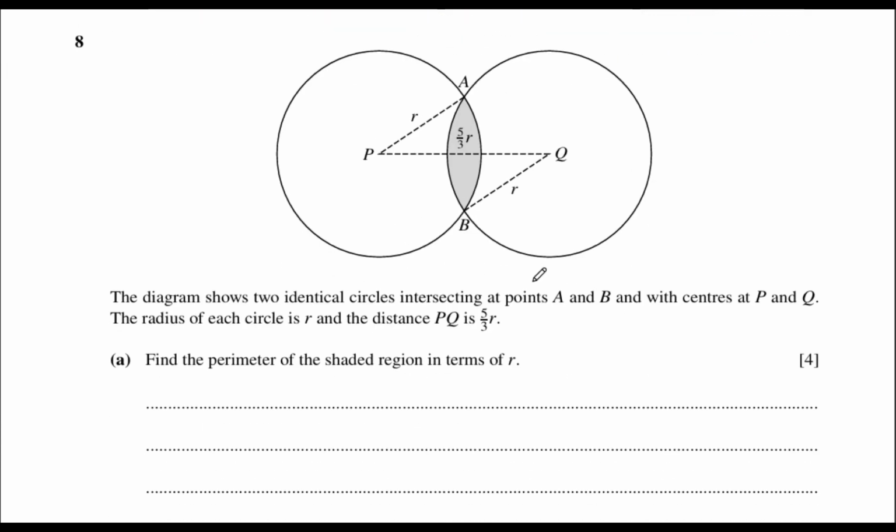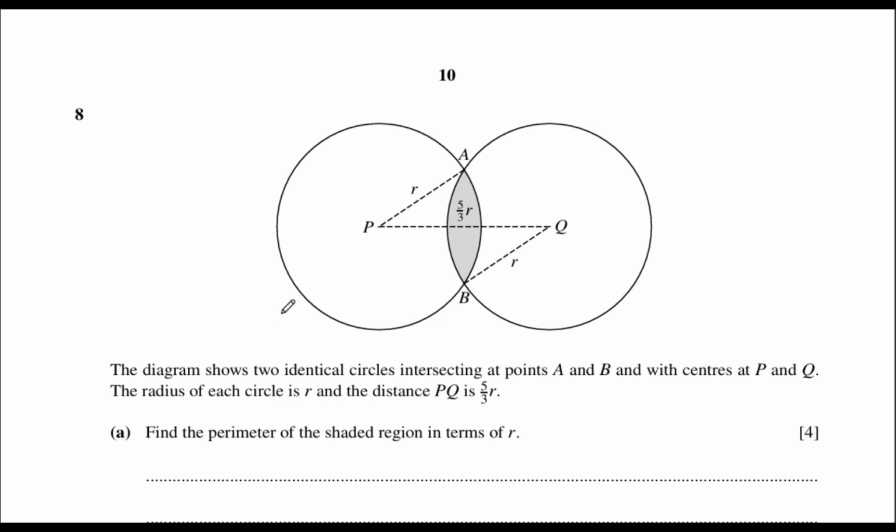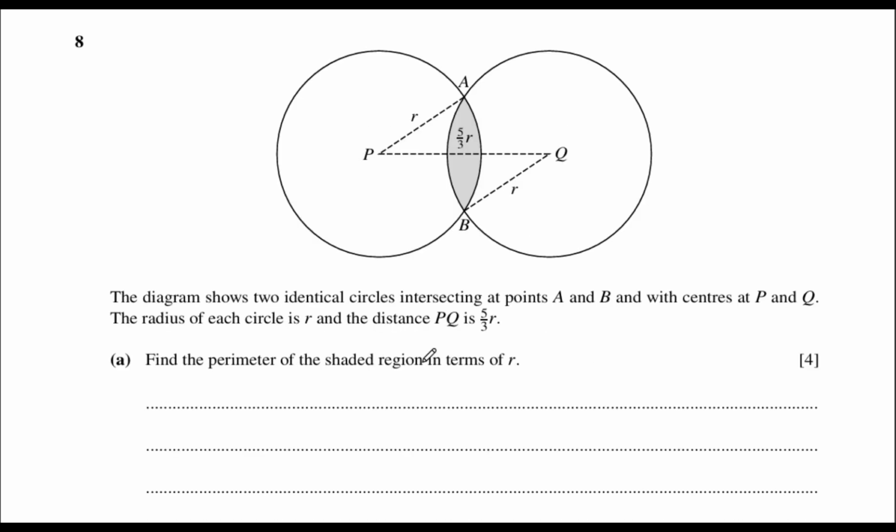Now let's move to question number 8. The diagram shows two identical circles intersecting at points A and B with centers P and Q. The radius of each circle is r and the distance PQ is 5 by 3 r. Find the perimeter of the shaded region in terms of r. So we have to find the perimeter of the shaded region. Here if we make a triangle like this, this point we will consider as O, and let's make a bigger triangle.